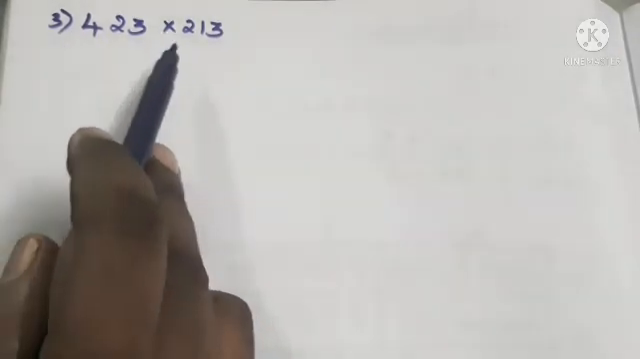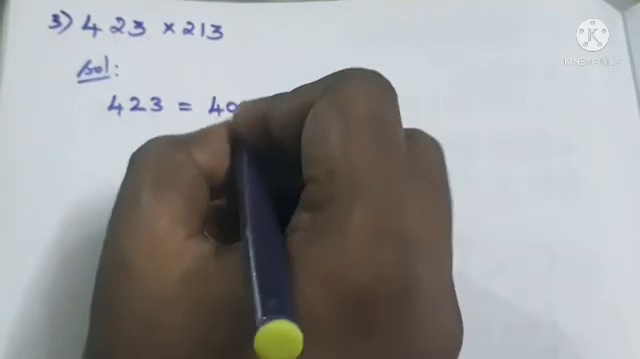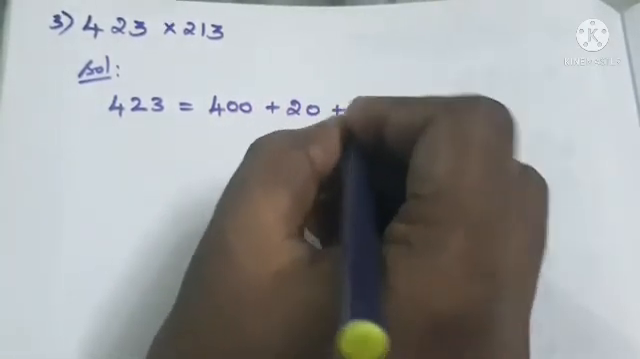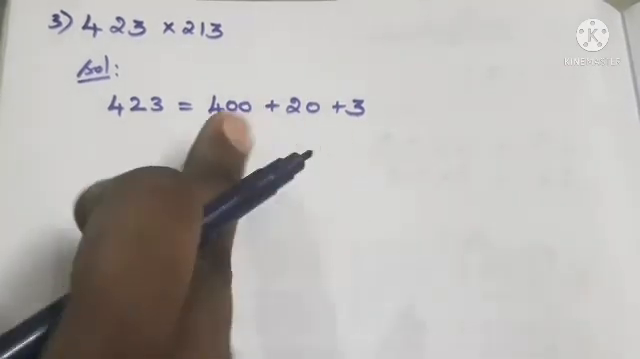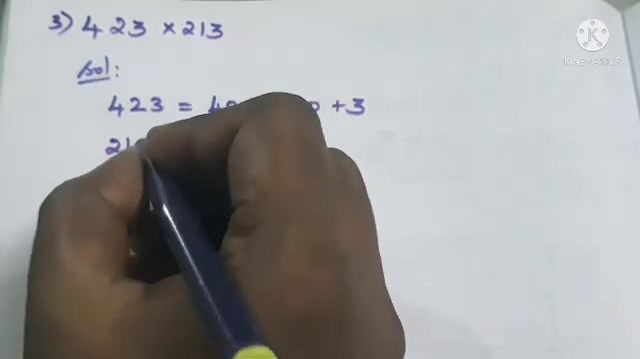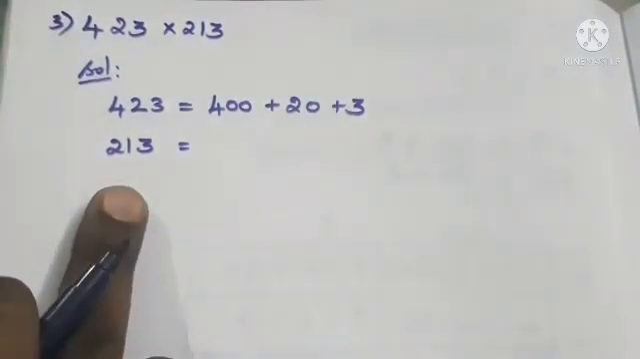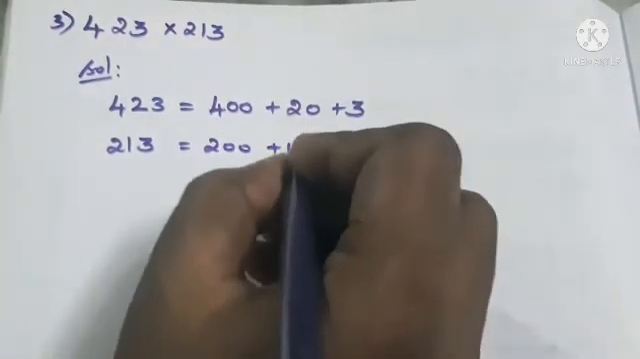So third problem, we have to multiply 423 by 230. So first we can write the solution, and we know the first step is we have to break the number. So the first multiplicand is 423. We have to break it as 400 plus 20 plus 3. Next, the multiplier is 230. So we can break 230 as 200 plus 30.